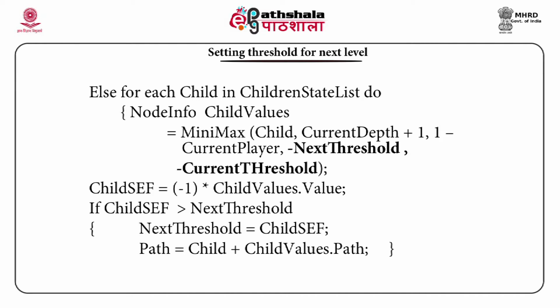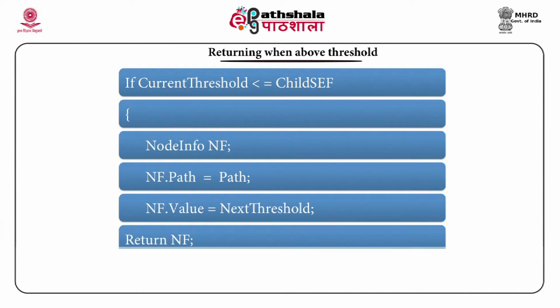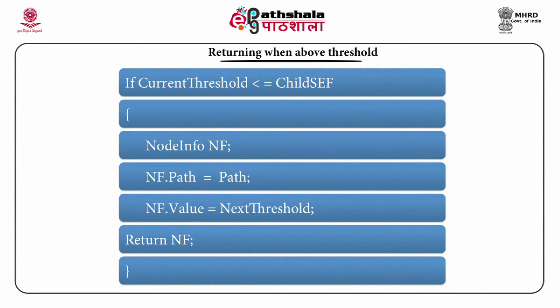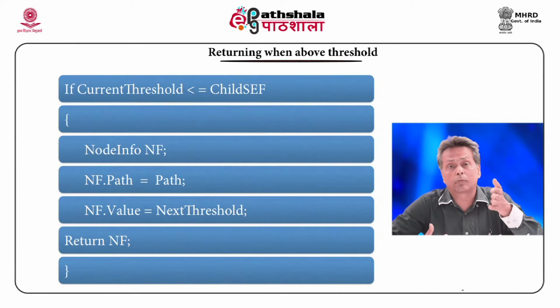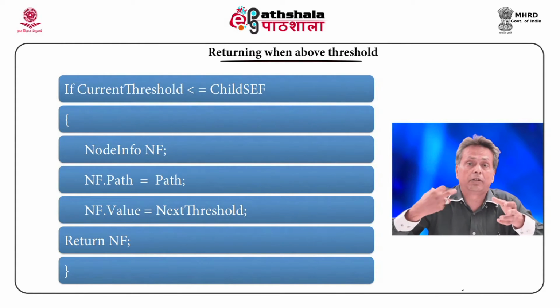Okay, the same way the child values, whatever the heuristic value of the child returned by the algorithm, we are negating it for the same reason we discussed earlier. Now, an important thing: the child SCF value that is returned is more than the next threshold value. So what does this mean? This means that the next threshold is less than the value that we are getting. That means this child is more promising than the threshold value itself.